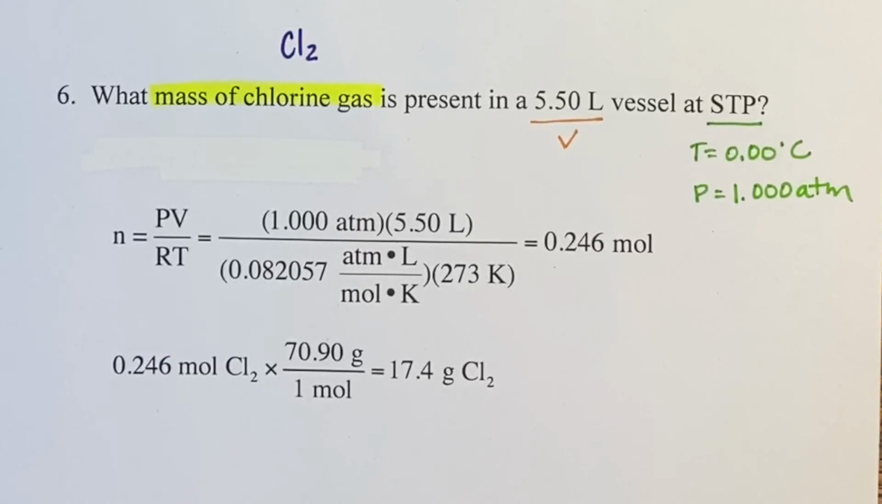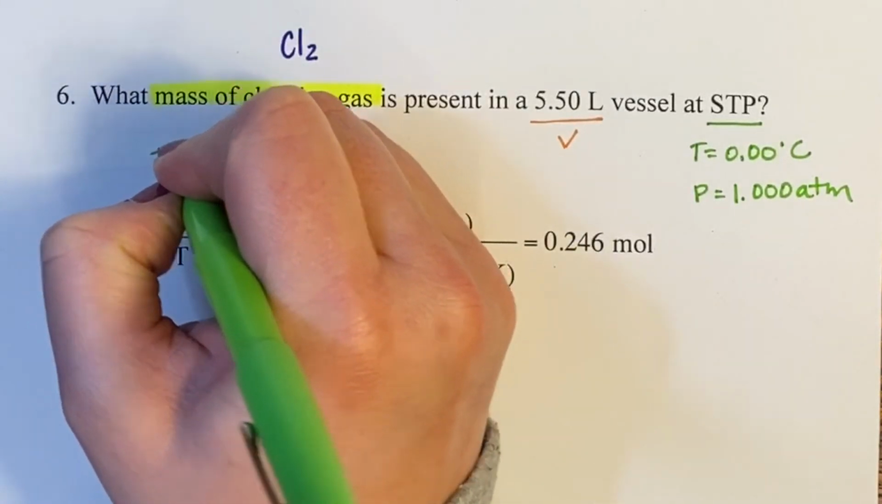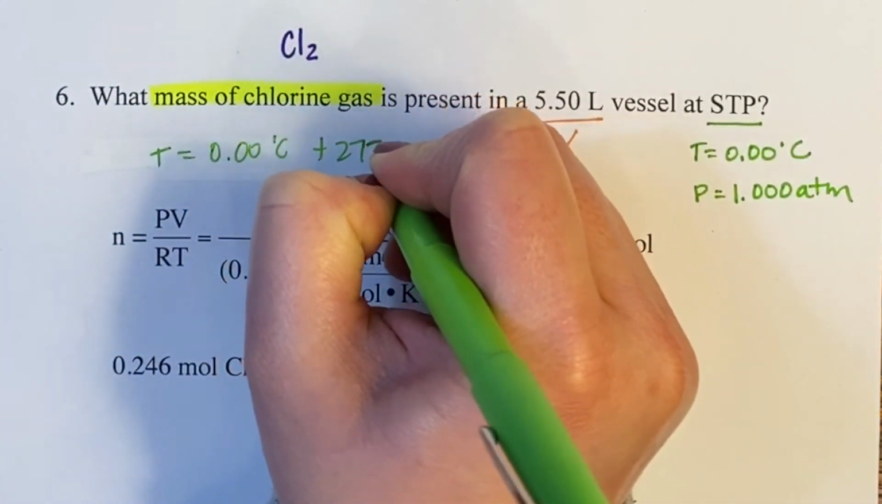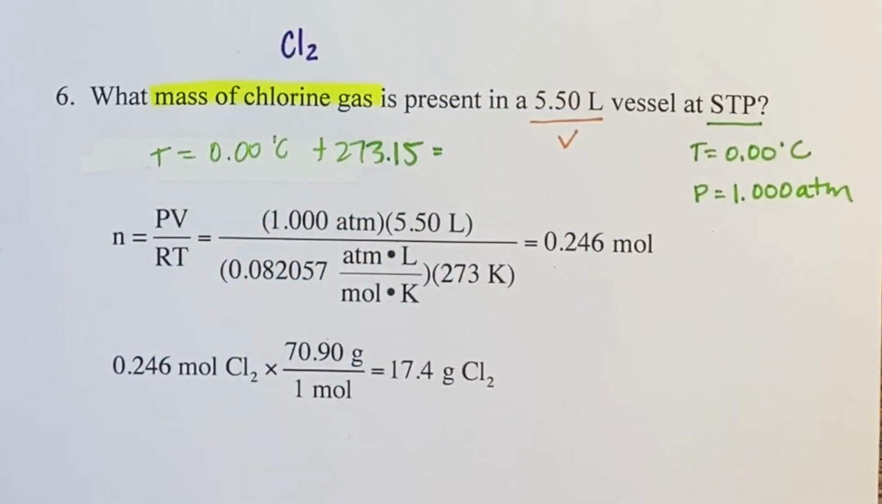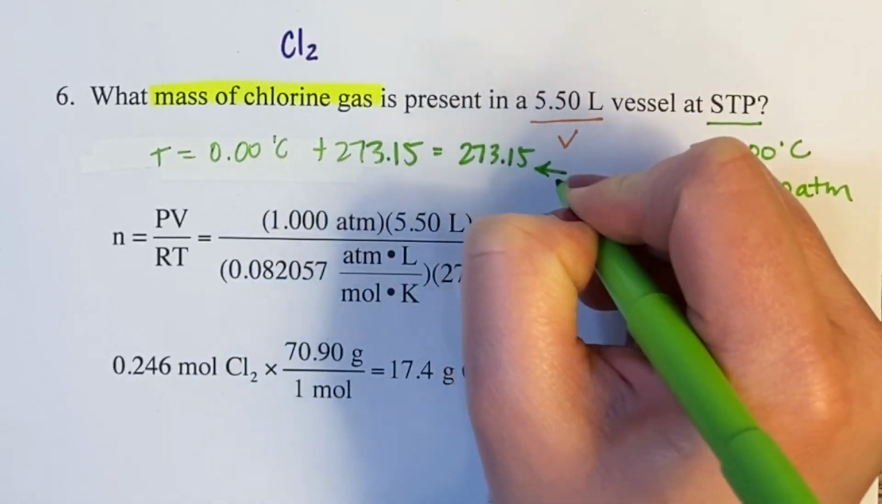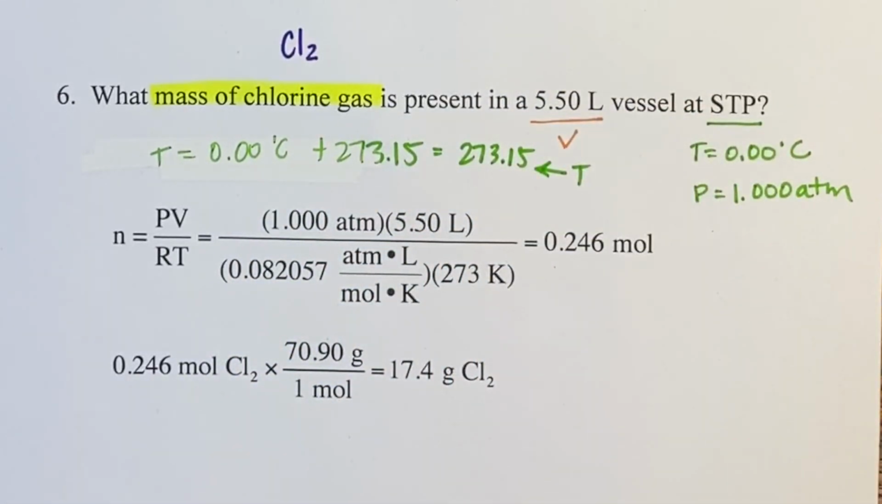When I convert my temperature of 0.00 degrees Celsius to Kelvin, I'm going to get 0.00 degrees Celsius plus 273.15 gives me a temperature in Kelvin of 273.15, and that's going to be what I plug into the ideal gas law. Again, when I solve the ideal gas law for moles, I find that n is equal to PV over RT.